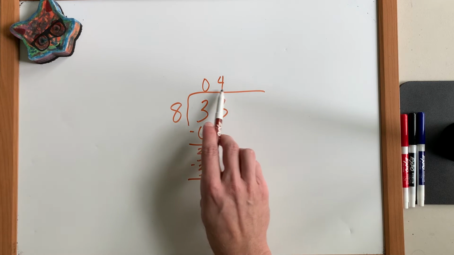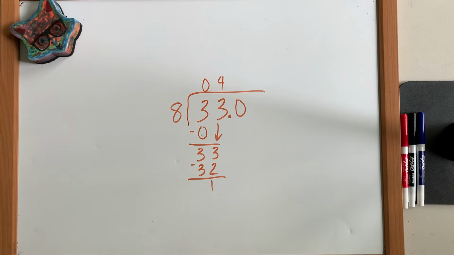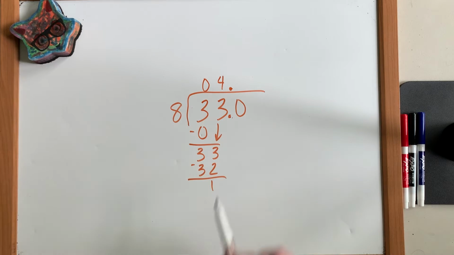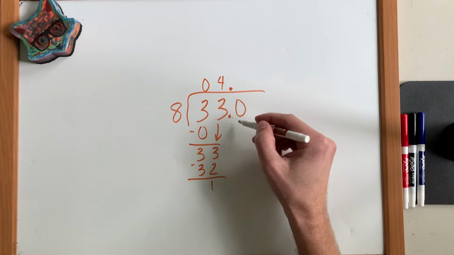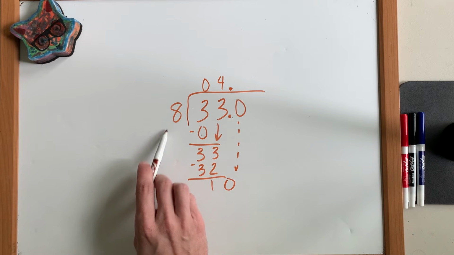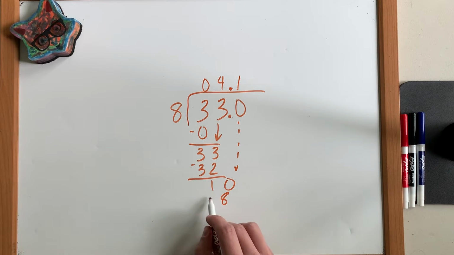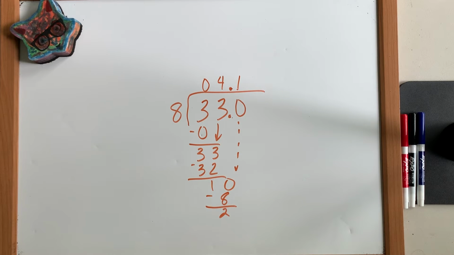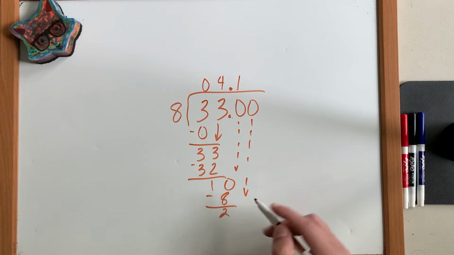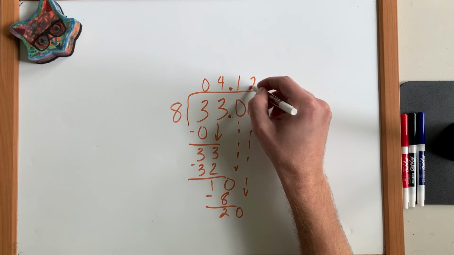Okay, since we're looking for a decimal in our answer, we're going to put a decimal and a placeholder 0. And the next thing we're going to do is move that decimal straight up so that it's in the correct position in our answer. Now I have a 0, and I can move it down, and I have the number 10. How many times does 8 fit into 10? It fits in once. 8 times 1 is 8, and when I subtract, I get 2 left over. And now I can add another placeholder 0. I can bring it down, and I get 8 into 20, and that goes in 2 times.